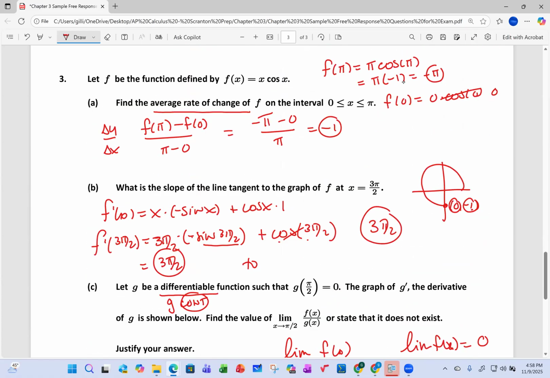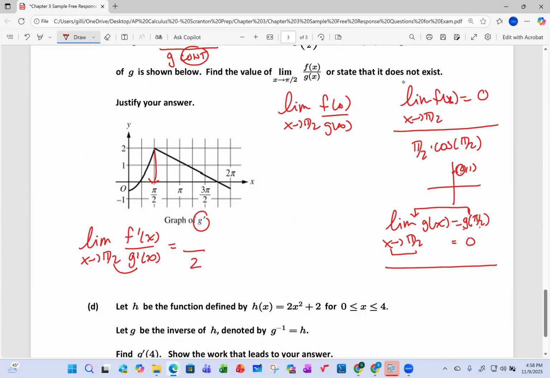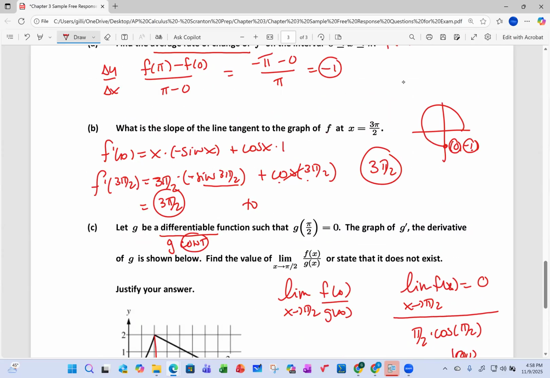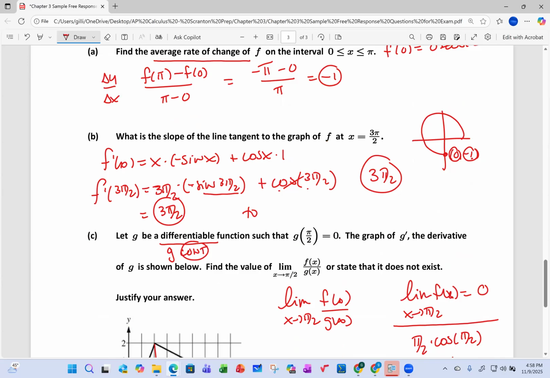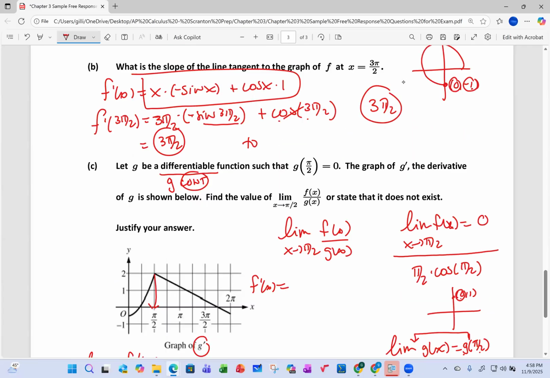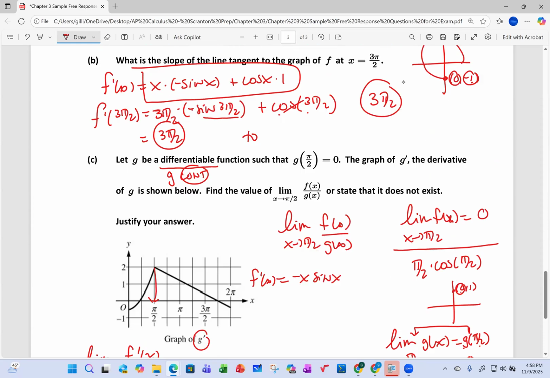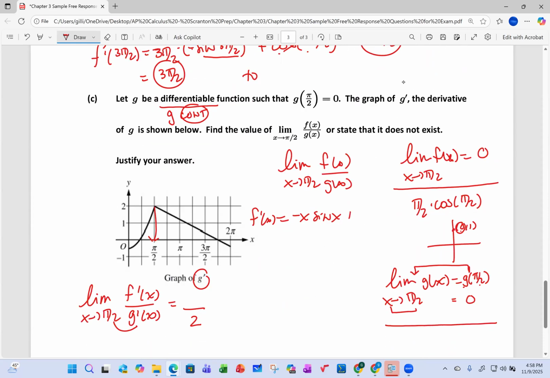Now let's see if we could save some work here. I guess not. So now I need to find the derivative of f, which I have though, guys. I think I have it up here. So I'm just going to recopy that. So f prime of x is negative x times the sine of x plus cosine of x. I'm going to replace that with pi over 2.